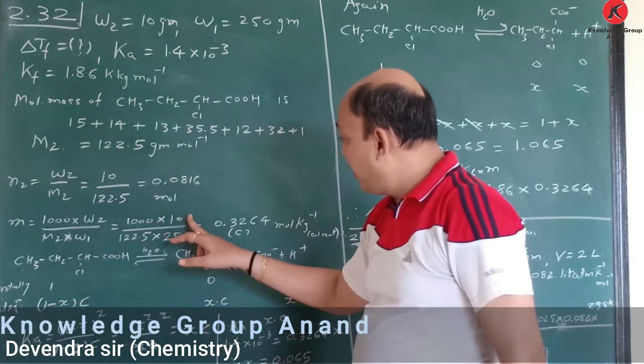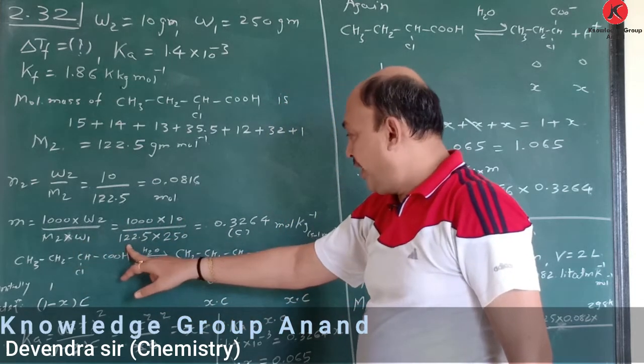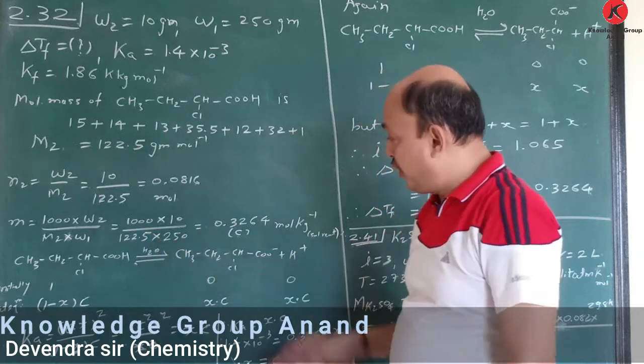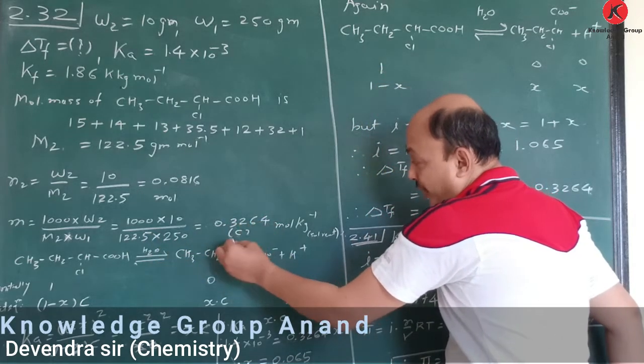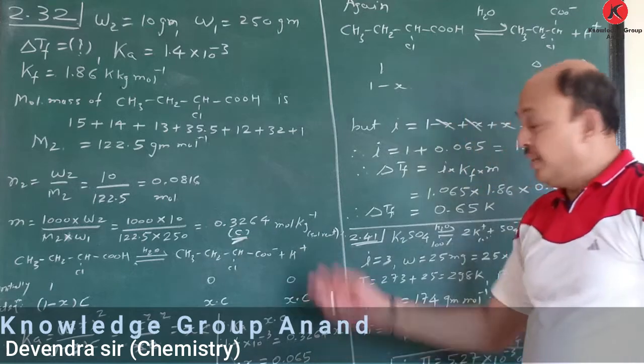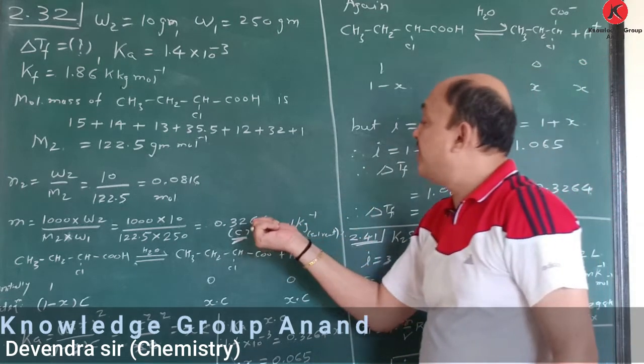So 1000 into W2 is nothing but 10. 122.5 is M2, 250. If you just put the value, then you get 0.3264. This is a concentration term which is required later on.